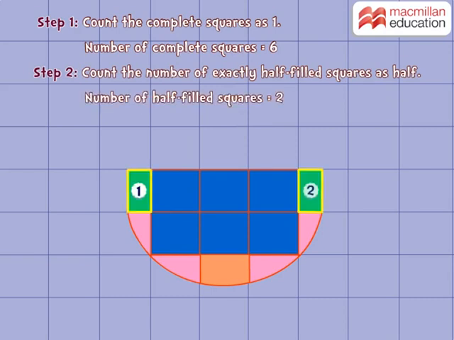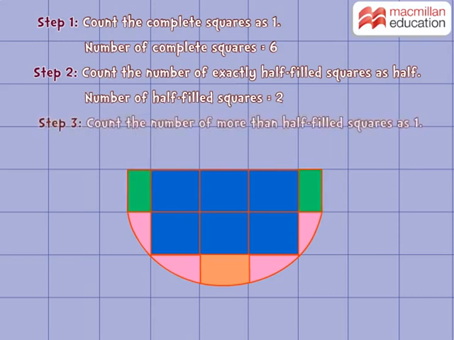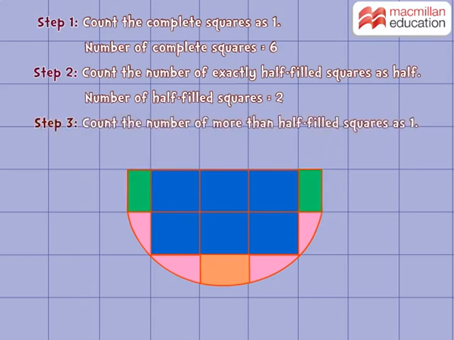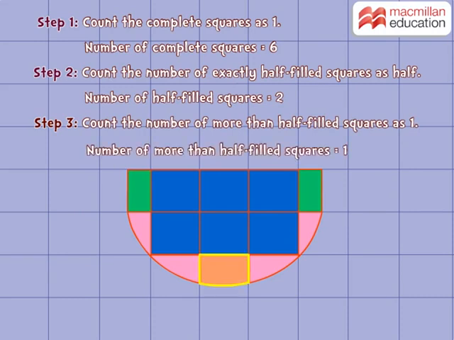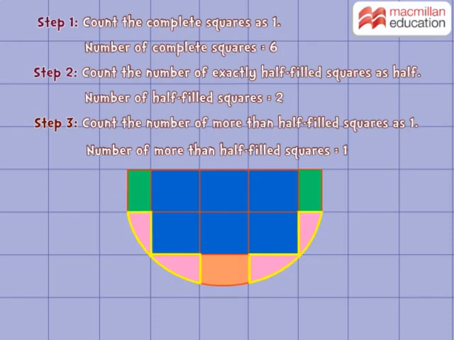2 such squares. Next, we count the shaded portions that occupy more than half the square. There is 1 such square and we count this square as 1. And the shaded portions that occupy less than half the square are ignored.